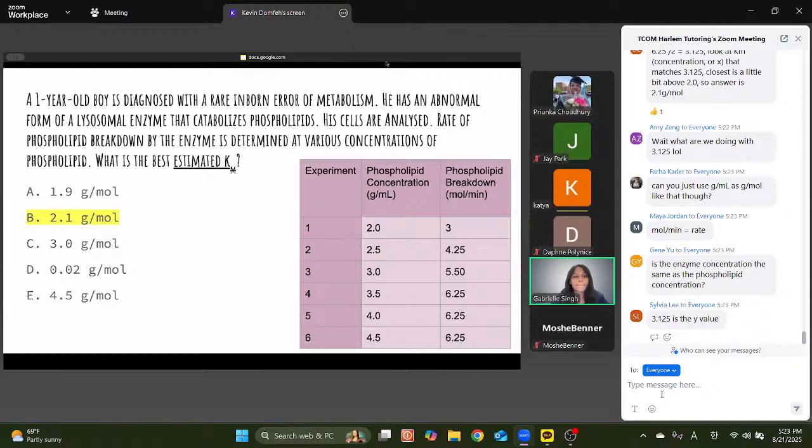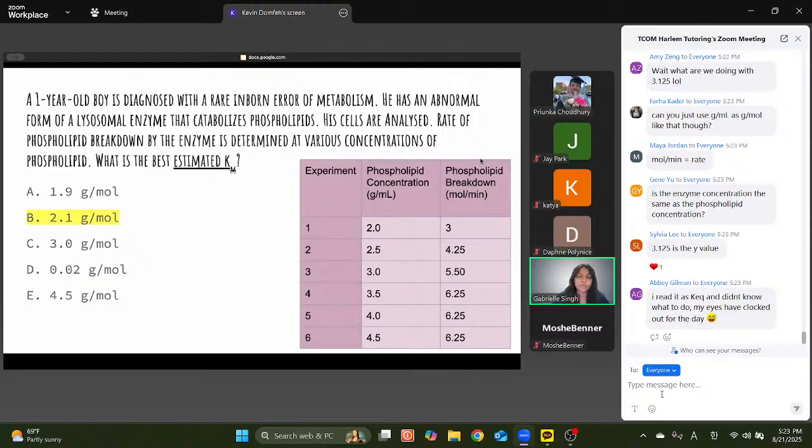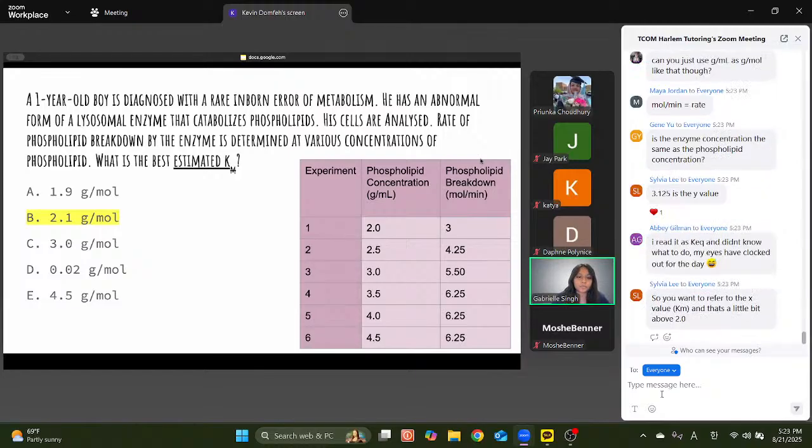Is there a reason you chose 2.1 versus 1.9? Yeah, so 1.9 I would choose if 1/2 Vmax ended up being something less than 3, like maybe 2.9 or 2.8. Because then the Km would be a little bit less than what's on the table. Okay, thank you.